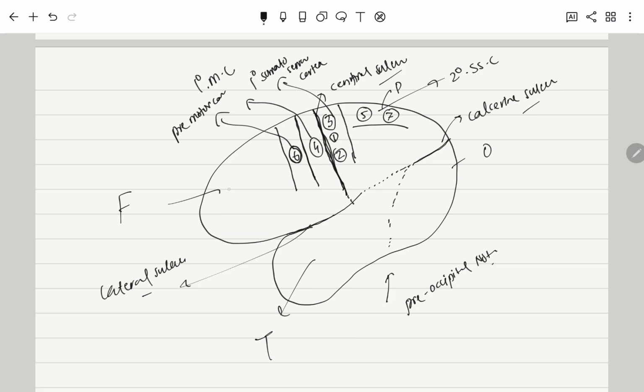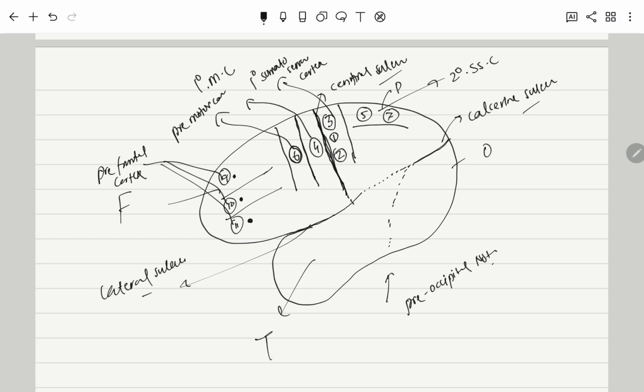We'll have three gyri here: superior, middle and inferior frontal gyrus. This one is the superior frontal gyrus, this is the middle frontal gyrus, and this is the inferior frontal gyrus. And we have areas 9, 10 and 11. These three Brodmann areas are called the prefrontal cortex.